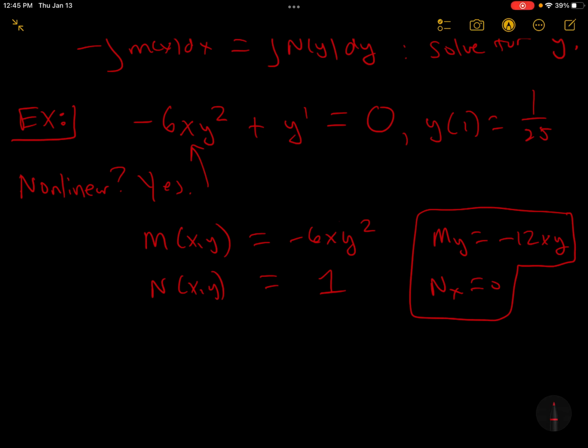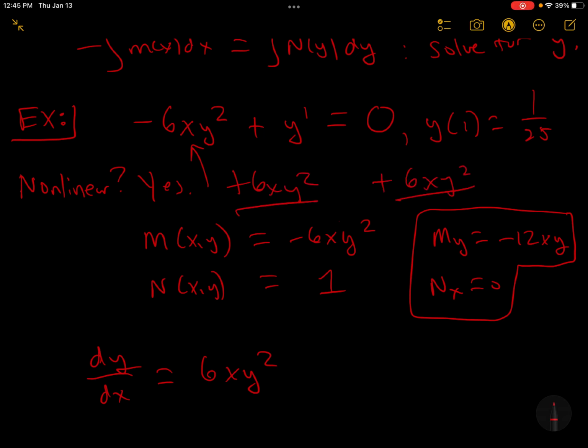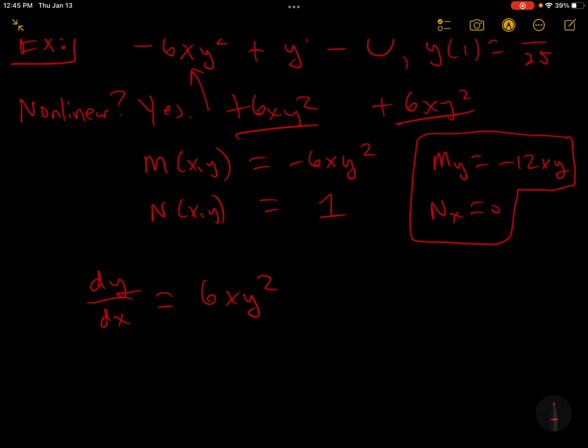Okay, so basically what we want to do here is try and get this thing separable or separated. So I'm going to rewrite this as dy/dx equals 6xy squared. I added plus 6xy squared to both sides of the equation above. All right, so here's where the massaging happens. If you leave the 6x on the right and you move the y squared over to the left, you have 1 over y squared dy equals 6x dx. And now we've separated.